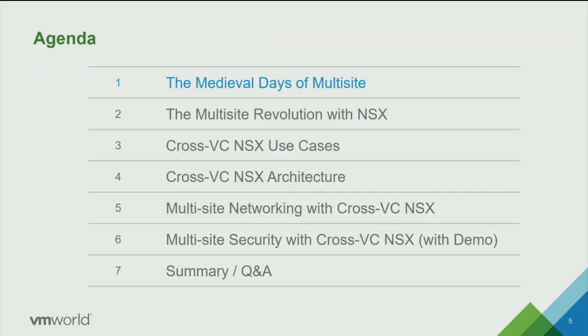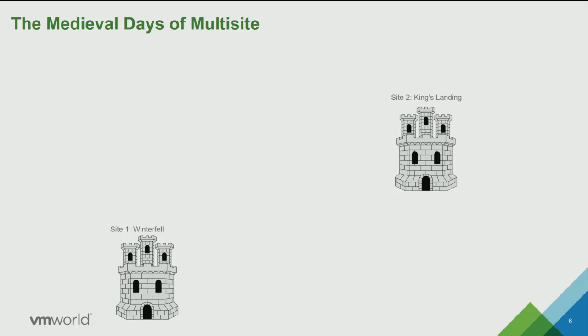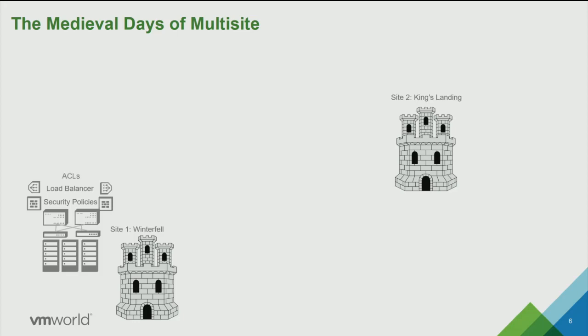So let's start off with the medieval days of multi-site, or what I like to call the medieval days, right? You have your site one, or data center one, and you have your site two, and you want to do some kind of workload mobility, obviously, that's the goal. So you start off with your site one, you have your servers, you have your networking gear, you have your physical security appliances, you may have other physical appliances like load balancers, you may have ACLs, DNS, other application IP dependencies, right? And you have these workloads, and you want some kind of mobility between these workloads, right?